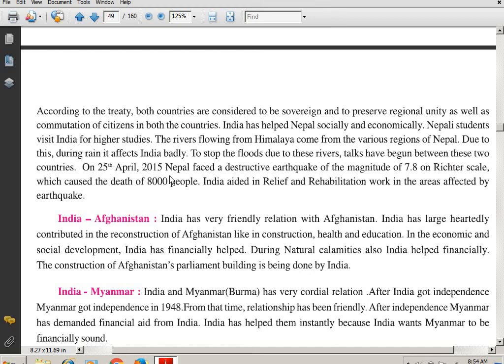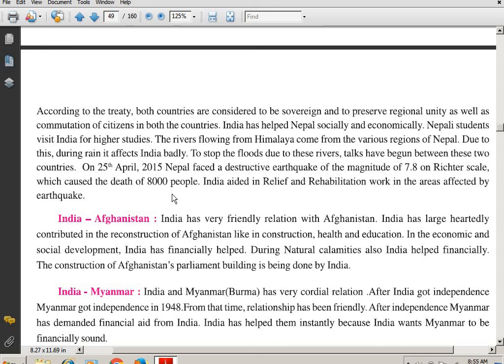On 25th April 2015, Nepal faced a destructive earthquake of magnitude 7.8 on the Richter scale, which caused the death of 8,000 people. So students, make a bracket. On 25th April 2015, Nepal had a destructive earthquake in which 8,000 people died. And how much was it? It was 7.8 magnitude. That high it was. And so India aided in relief and rehabilitation work of the areas affected by the earthquake.